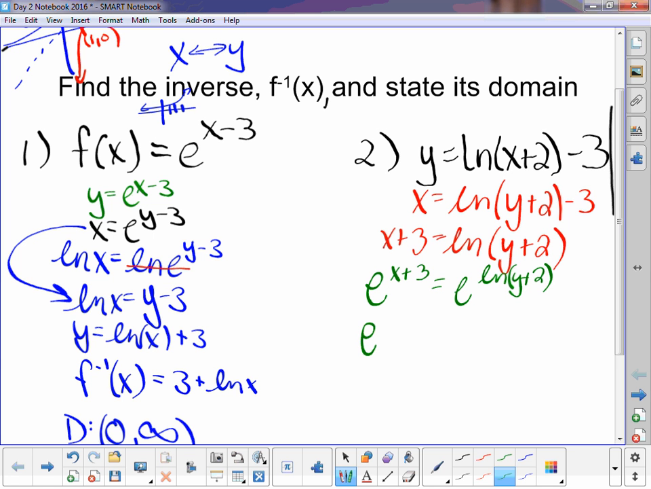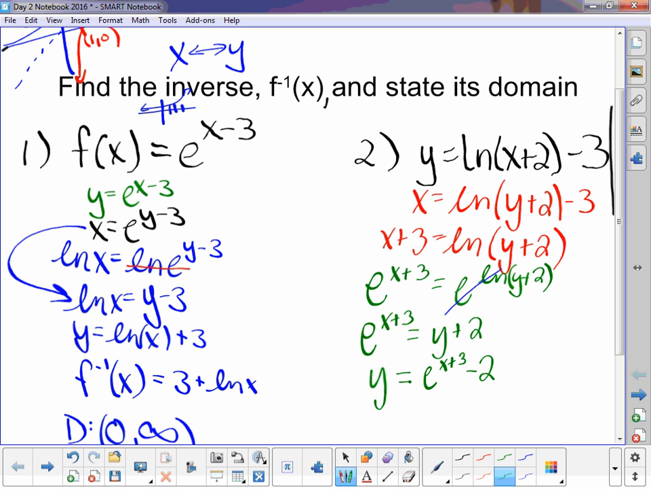Alright, so I then have e to the x plus 3. What happens with the e and natural log here? Yeah, they undo each other, so we're left with just y plus 2. And then I have y equals e to the x plus 3 minus 2.